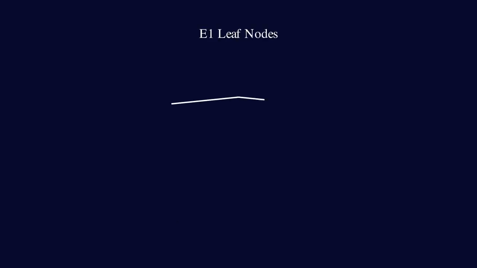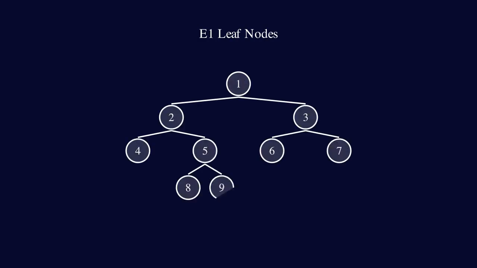Now gather the leaves in left to right order. In this tree, the leaf nodes are 4, then 8 and 9 under node 5, then 6 and 7 on the right side. We read them across the bottom as 4, 8, 9, 6, 7.